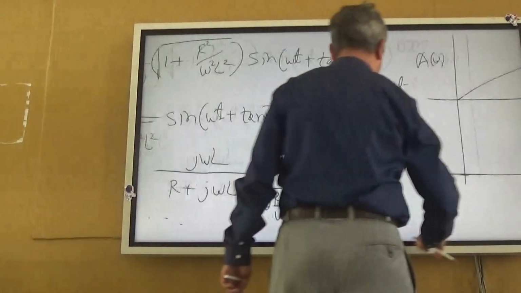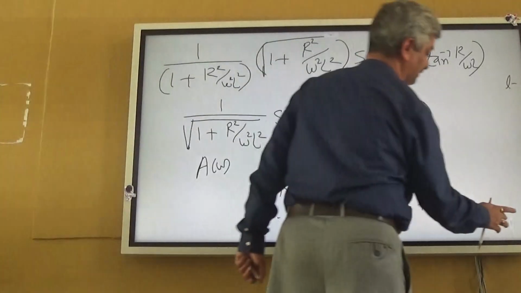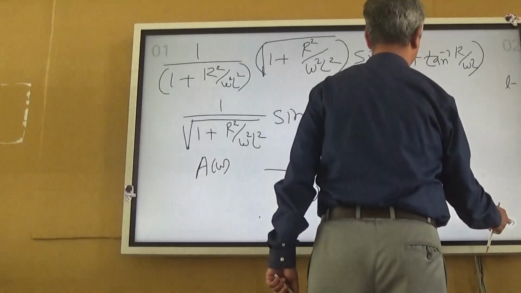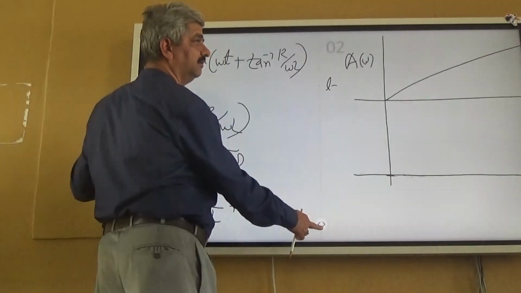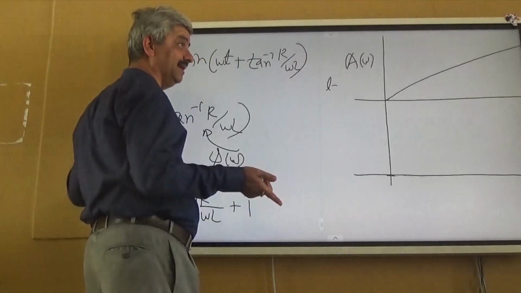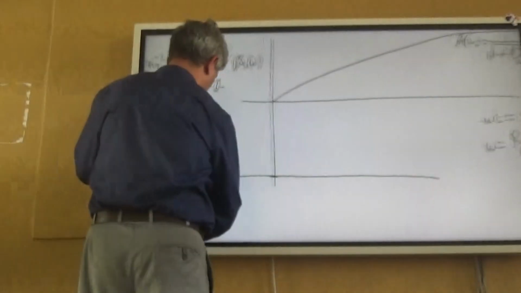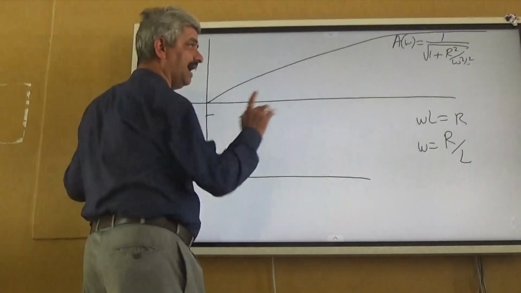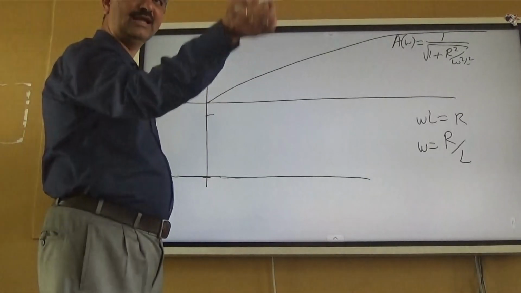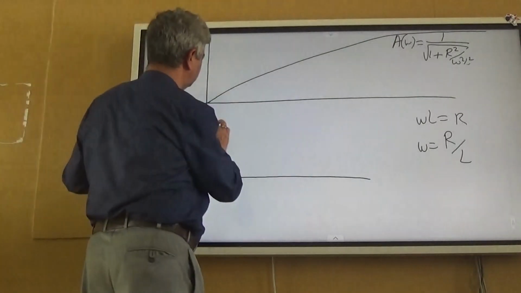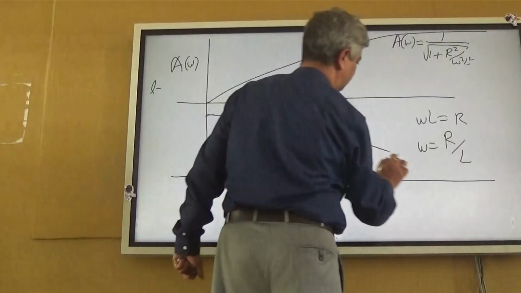And what happens to phi omega? Phi omega is tan inverse of R upon omega L. So at omega equal to 0, what will happen? At omega equal to 0, R upon omega L will be infinite. So tan inverse of infinity is 90 degrees. So it will be 90, and then R upon omega L will be 0. So tan inverse of 0 is 0. So this is the phase response.